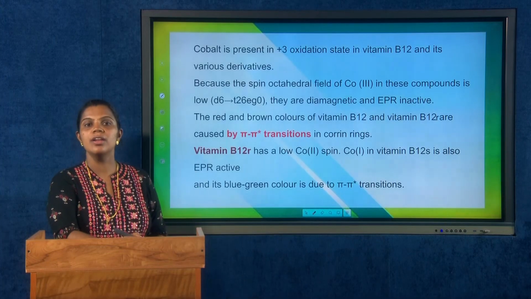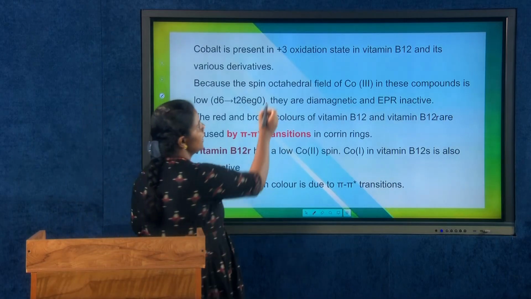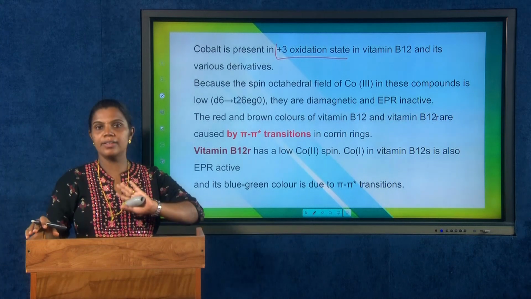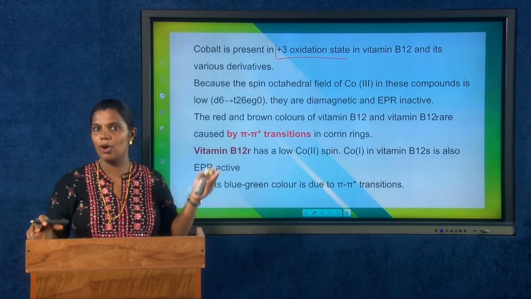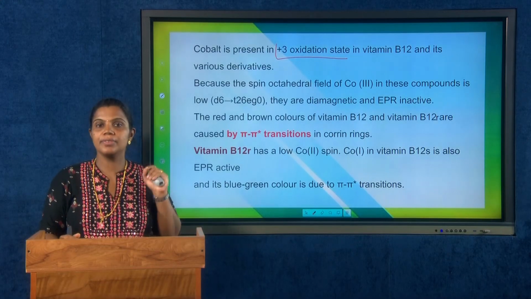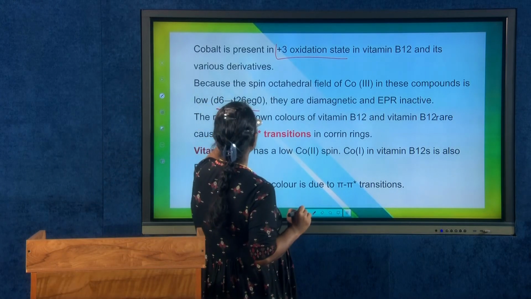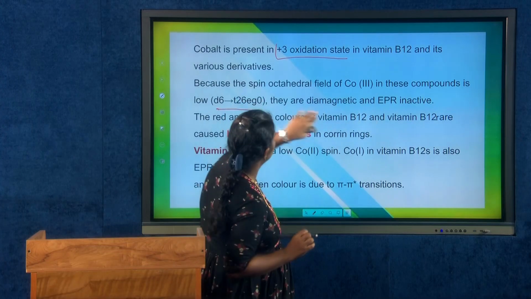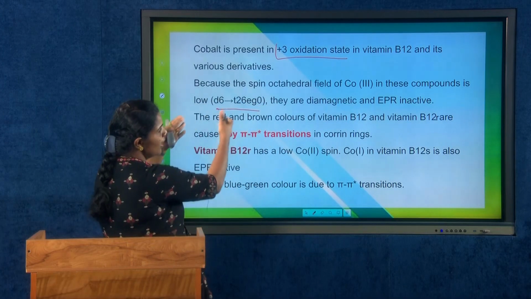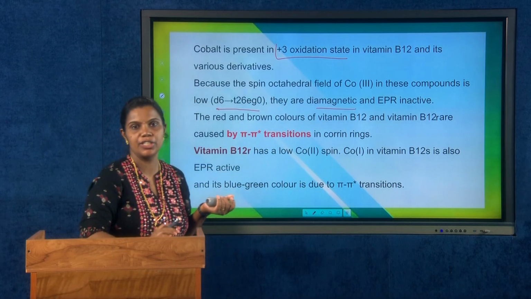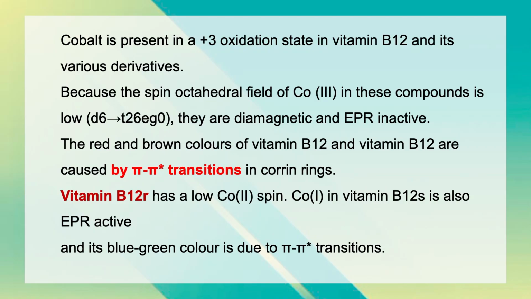So, in vitamin B12 we should remember that cobalt is present in the +3 oxidation state. As I already mentioned, it is present in an octahedral geometric environment. The cobalt 3 in these compounds will have a t2g6 eg0 electronic distribution, and it is usually diamagnetic and EPR inactive. That is, in vitamin B12 cobalt 3 is present in a low spin state, diamagnetic and EPR inactive.